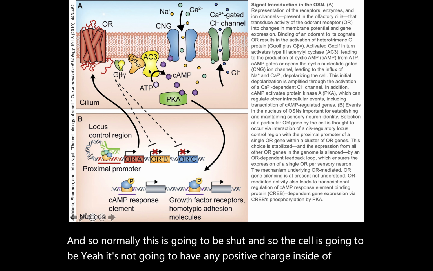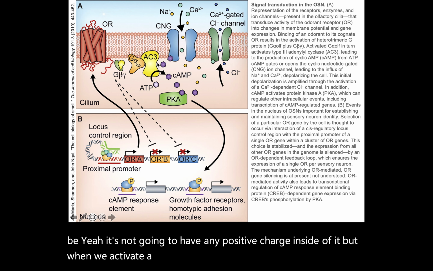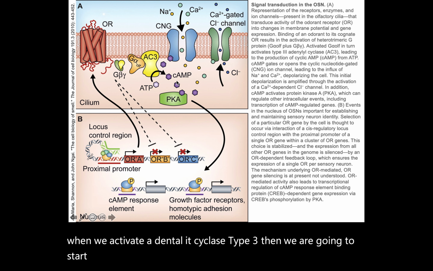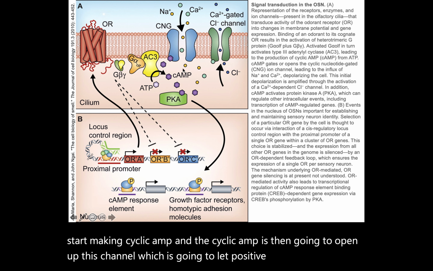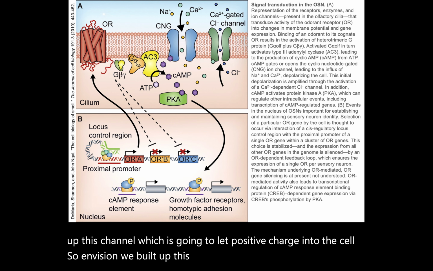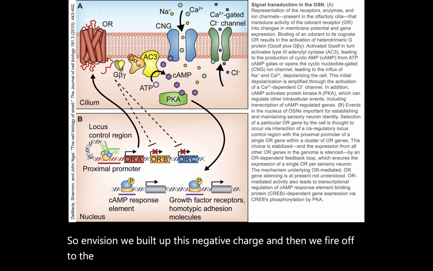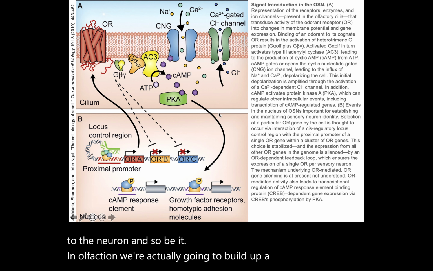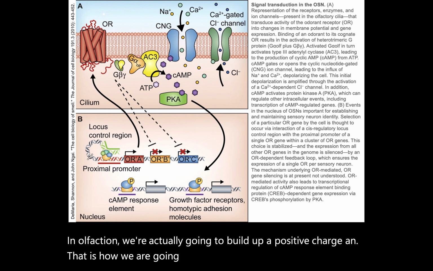But when we activate adenylyl cyclase type 3, then we are going to start making cyclic AMP. And the cyclic AMP is then going to open up this channel, which is going to let positive charge into the cell. So in vision, we built up this negative charge, and then we fire off to the neuron. In olfaction, we're actually going to build up a positive charge, and that is how we are going to fire off a signal to the next neuron.